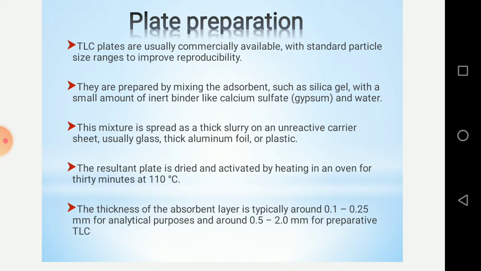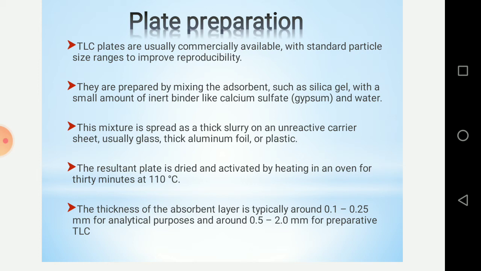How this plate is prepared. The TLC plate is usually commercially available with standard particle size ranges to improve reproducibility. They are prepared by mixing the absorbent, such as silica gel, with a small amount of inert binder like calcium sulfate, that is gypsum, and water.